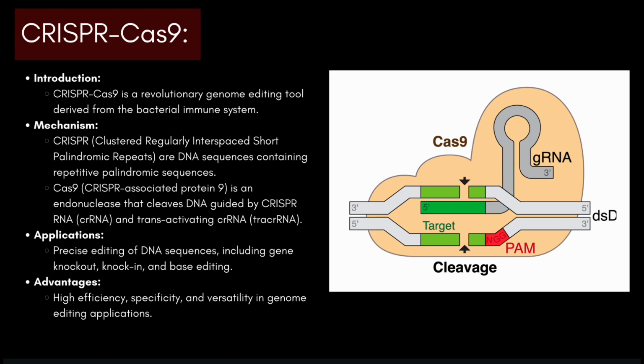Main applications of CRISPR-Cas9 include precise editing of DNA sequences, including gene knockout, knock-in, and base editing. Advantages of CRISPR-Cas9 include high efficiency, specificity, and versatility in genome editing applications. Moving on.